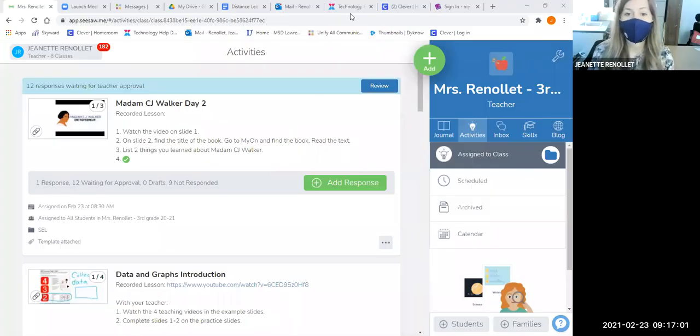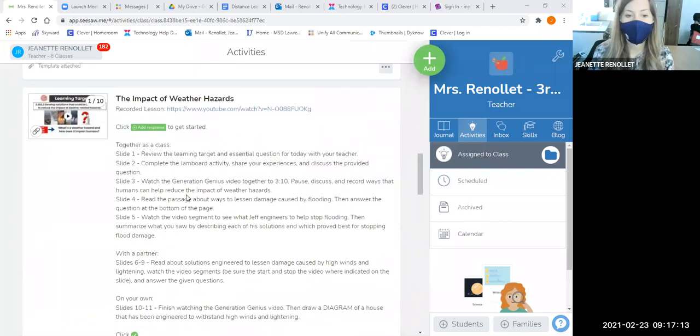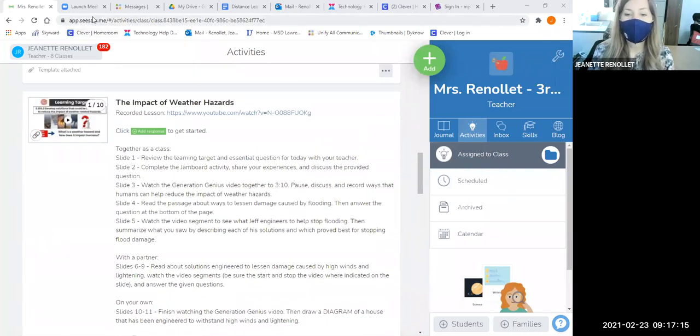In reading today, we're going to continue with the same task from yesterday. I have just sent it back to you, so you will find it in your drafts. The task that we are continuing is called the impact of weather hazards. Yes, today we will be finishing this task.